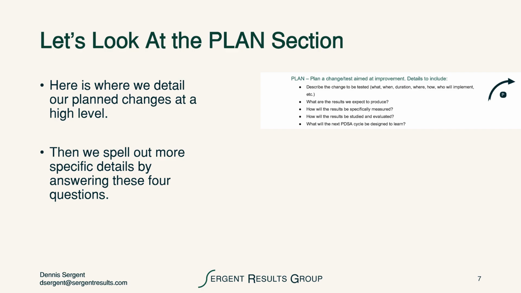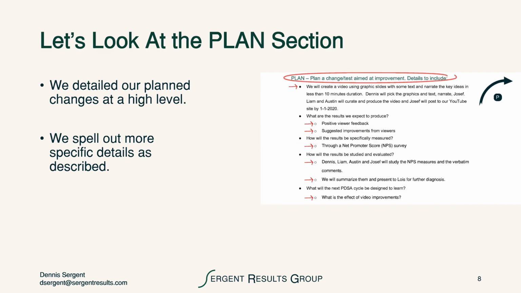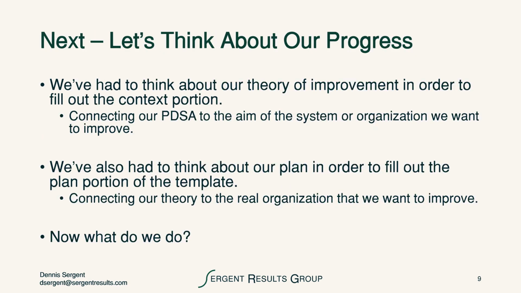We can now think about how this aim supports the system. Let's take a look at the plan section. Here's where we detail our plan changes at a high level. We answer this high-level question to describe the change to be tested, and then we spell out more specific details by answering the 4 remaining questions. In our case, we detailed our plan changes at a high level. We spelled out more specific details as described by those questions, and we prepared to execute.